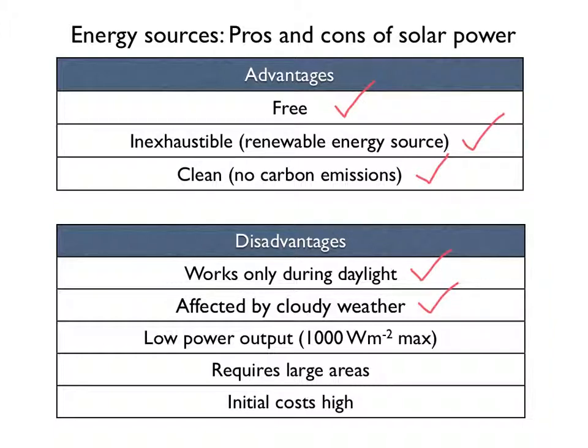A cloudy day might not appear to be that much dimmer to us than a sunny day, but that's mostly because our eyes and brains adjust to the light level. During cloudy weather, solar panels don't produce very much electricity. Their output's relatively low per area, therefore they require large areas, and the initial costs for putting up photovoltaic panels is pretty high.